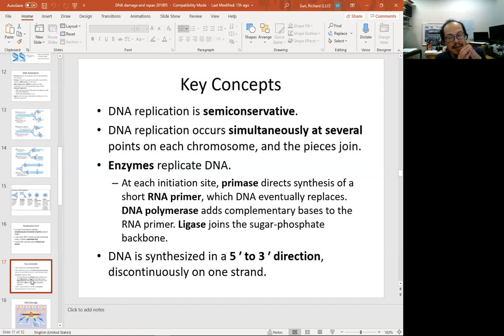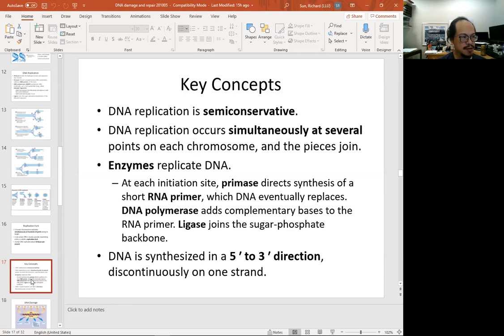Semi means that they still need to unwind it, but not the entire double strand. They unwind only a small part. So it's not completely unwound, and it's also not kept all unwound while conducting the duplication. They unwind it, but only a small piece at a time. So it's called semi-conservative.